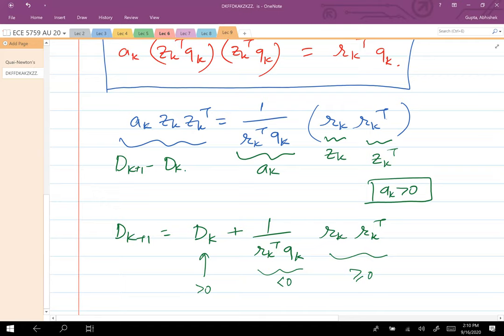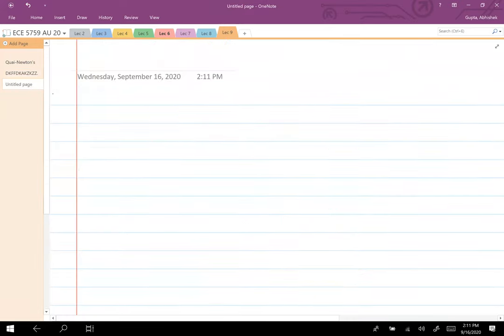Try a higher rank matrix. Great. What's a higher rank matrix than a rank one matrix? Rank two matrix. Perfect. I hope everyone has noted things down. So let's proceed.